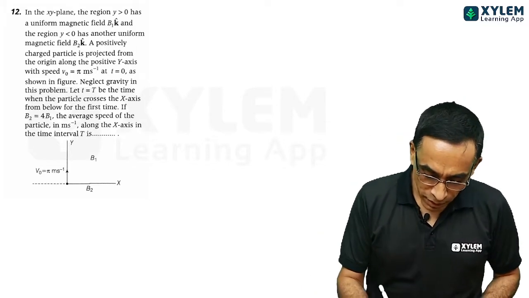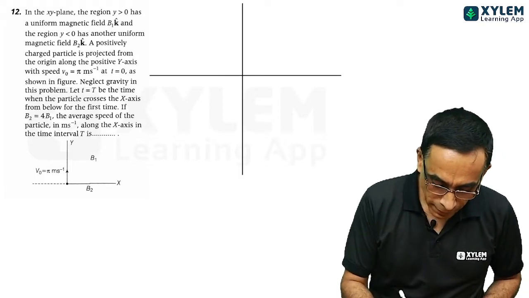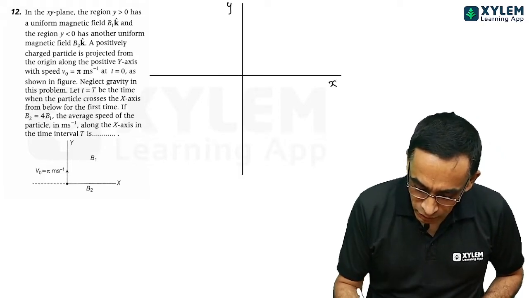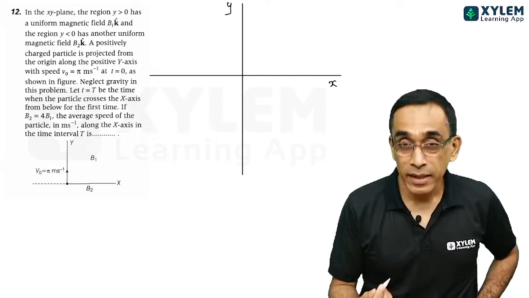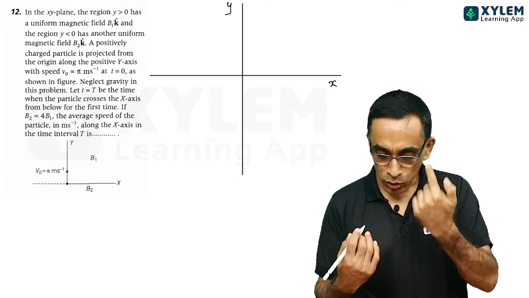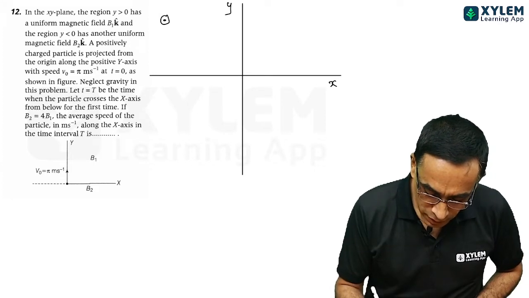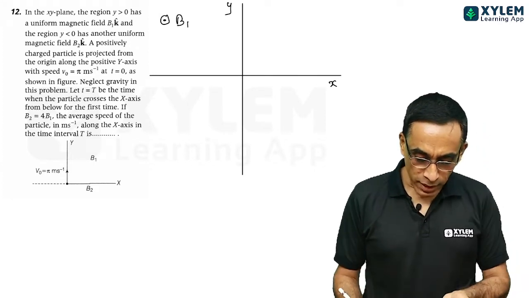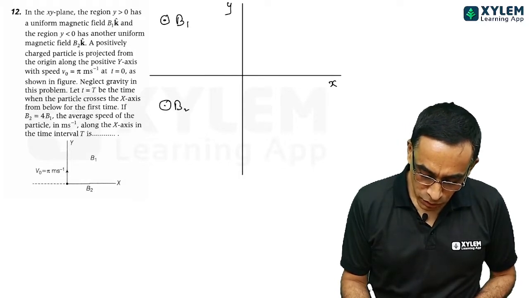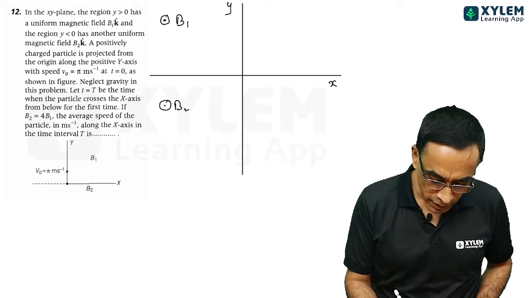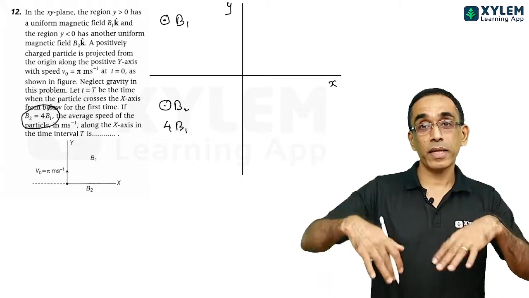So we have the diagram here. Let me just trace out this thing. Y-axis, x-axis. Positive y, that means above the x-axis, I have a field. Z direction is out of the plane, outward on Z. So that is the magnetic field here, outward. This is B1. And there is another one again in the Z direction here, that is again outward. That is B2. And it is given that B2 is 4 times B1. Below the x-axis, stronger field.